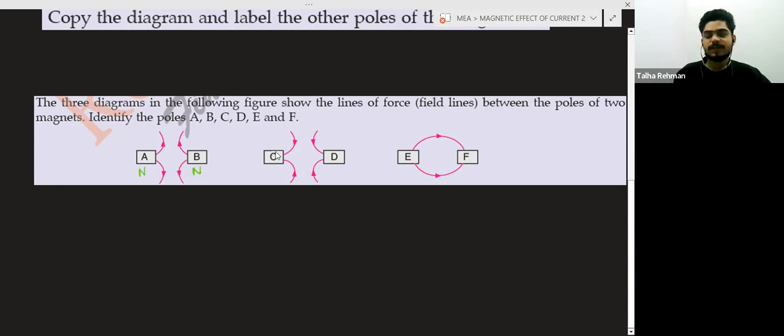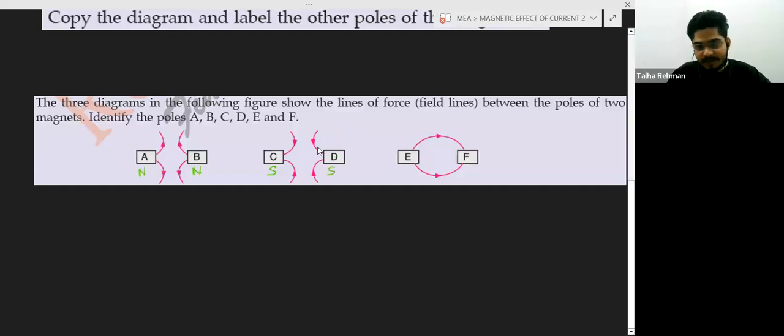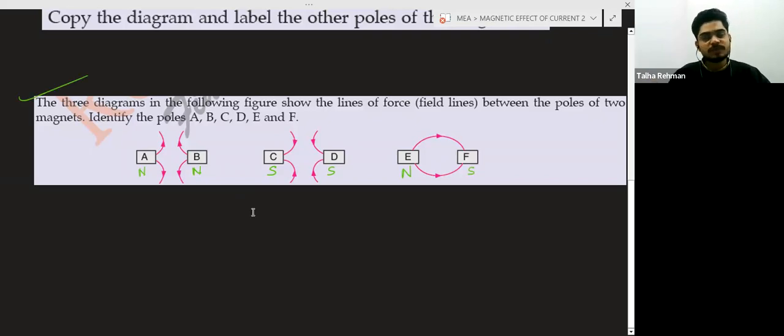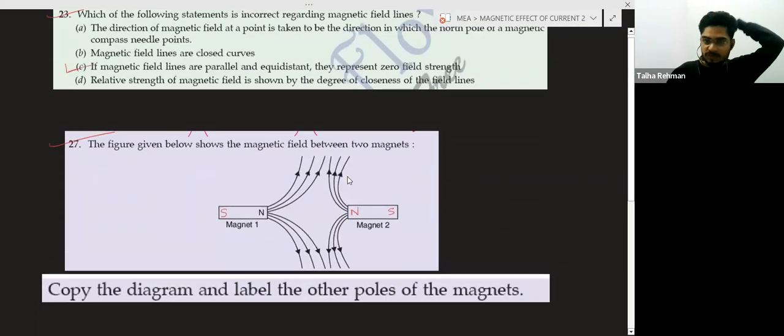Now for C, tell me, which pole is C? South Pole? Yes, sir. D is also South Pole because finally the magnetic field line is terminating here. Now this is very easy. E will be North Pole and F will be South Pole. So these types of questions maybe you can get in your exam.